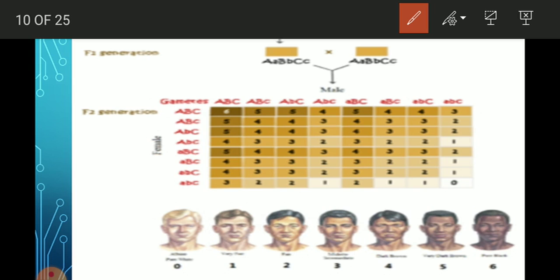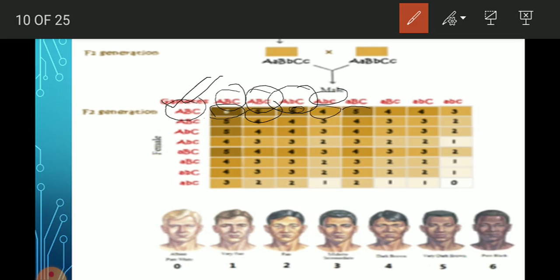Okay, let's do it one more time. If we multiply this capital A, capital A with this one, we are having six dominant. If we multiply this ABC with this one, we are having 1, 2, 3, and 4, 5 dominant. When we multiply this capital A, capital B, capital C with this one, we are also having the 5 dominant. When we multiply this one with this capital A, small b, small c, we are having 4 dominant.